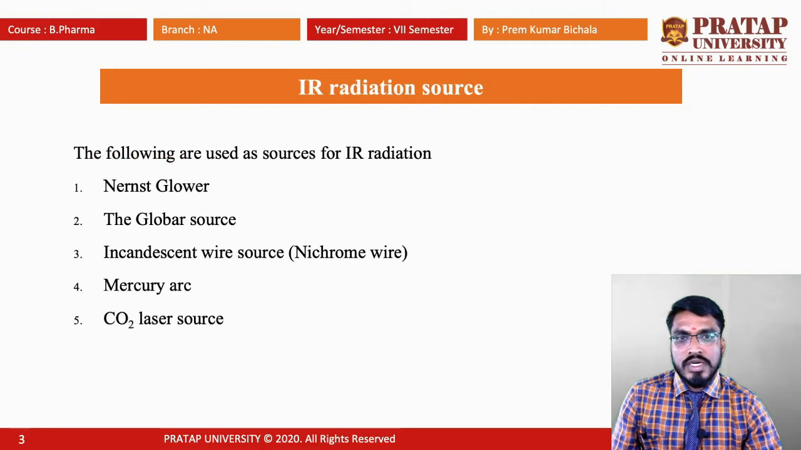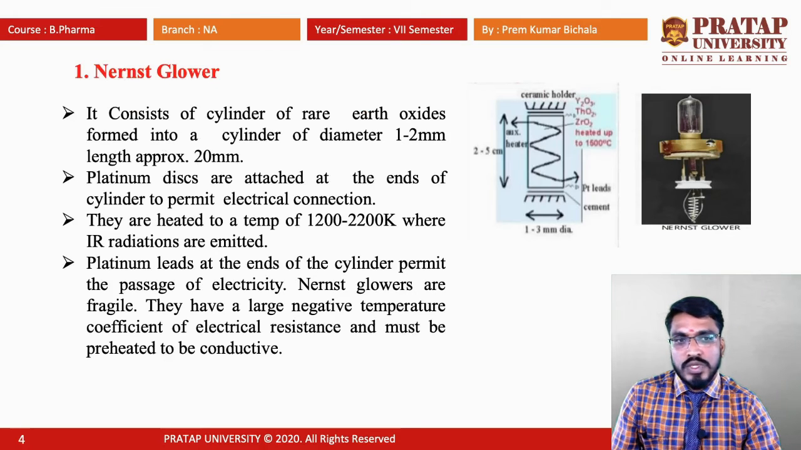Coming to IR radiation source, the following are used as sources for IR radiation. Those are the Nernst glower, the globar source, the incandescent wire source, that is nichrome wire, then the fourth one is mercury arc, and finally the carbon dioxide laser source. So they are the five sources frequently used for IR radiation. Based upon the sample nature, the solvent nature, and other parameters, we can consider the selection of these sources. So the first one is the Nernst glower.